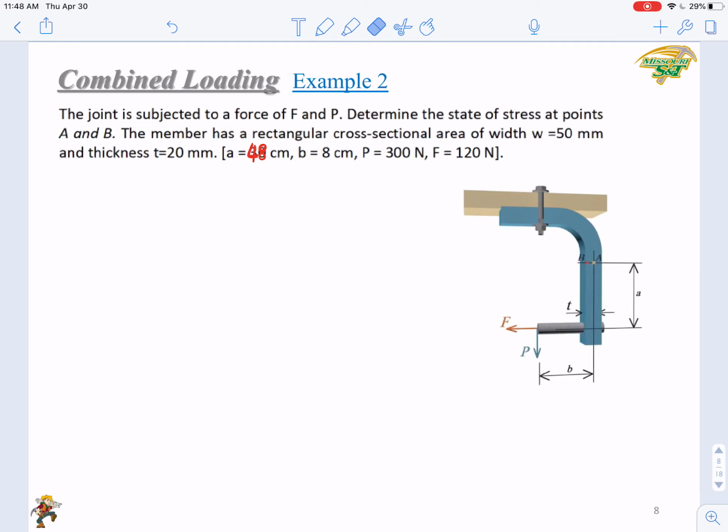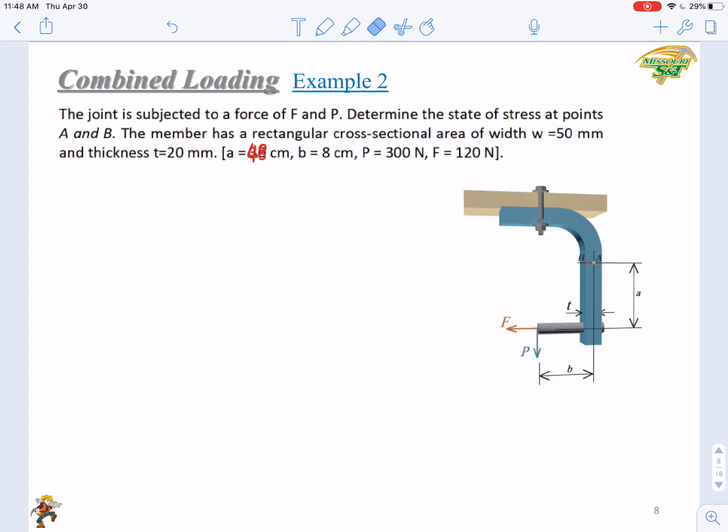Example 2. This example is more difficult than example 1 since it involves two loadings. This joint is subjected to a force F and P to determine the state of stress at points A and B. The member has a rectangular cross-section area of width 50 and thickness of 20. In this sketch, you can see that the dimensions A equals 48 centimeter and B 8 centimeter. The P and F are 300 and 120 Newton, respectively.